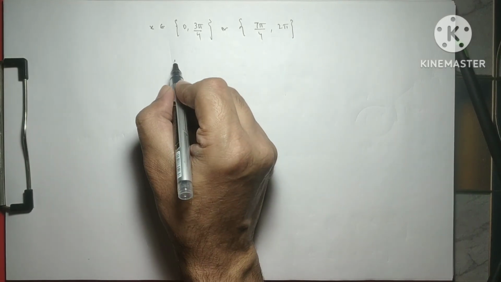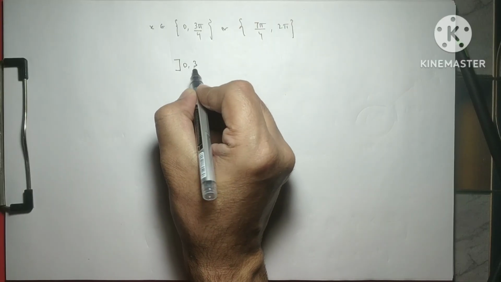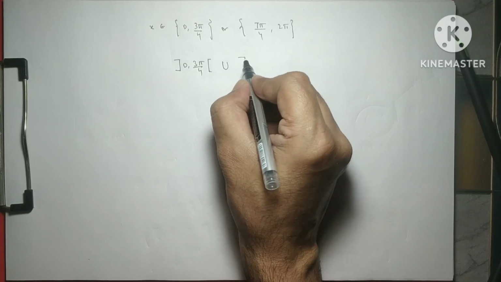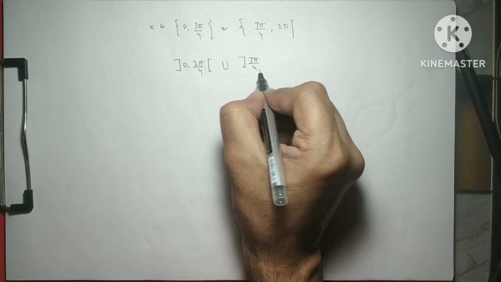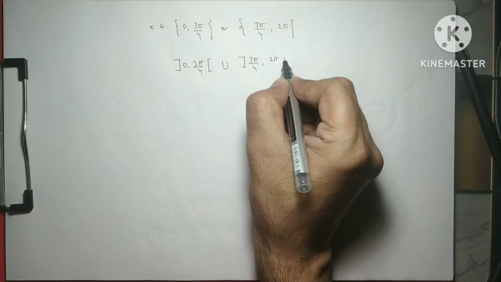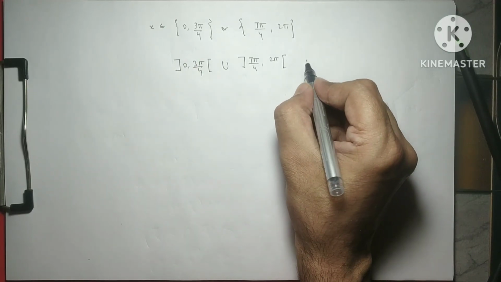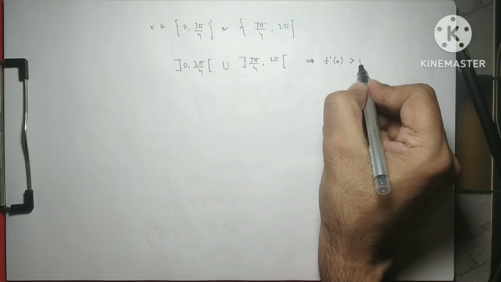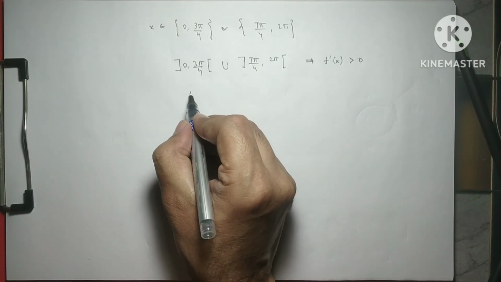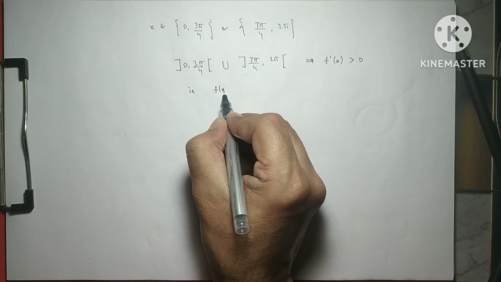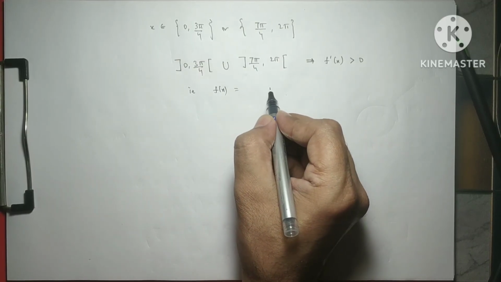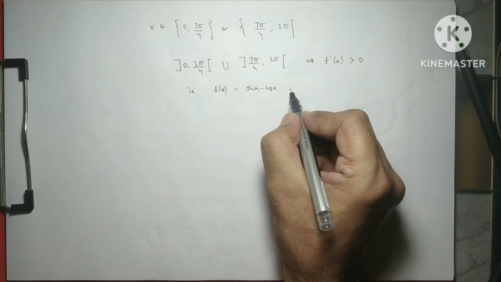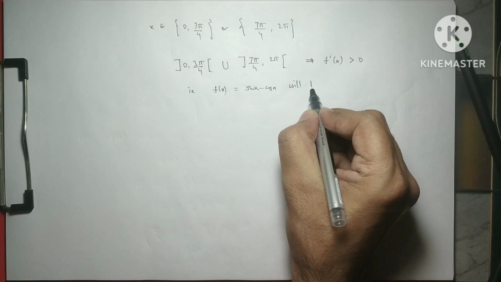So it means 0 to 3 pi by 4 open interval, union 7 pi by 4 to 2 pi open interval, at which f dash x has value greater than 0. It means the given function, that is sin x minus cos x, will be increasing.